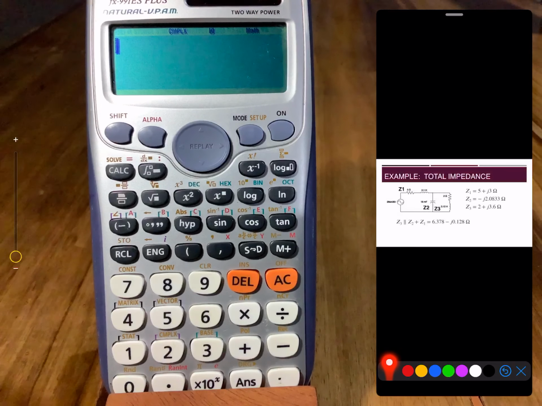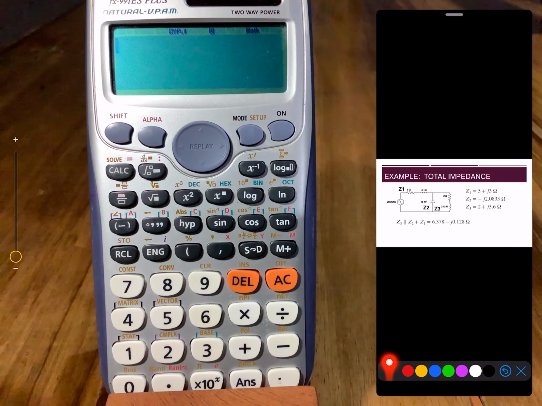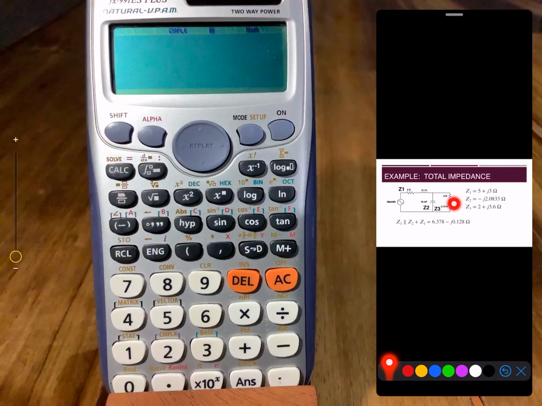We already solved the first impedance. The first impedance is 5 plus J3. For the capacitive impedance Z2, this is negative J2.0833 ohms. And for Z3, we have 2 plus J3.6 ohms. So again, if you wish to solve for the total impedance of the network, the total impedance is Z3 parallel connected with Z2, and this impedance is later on connected in series with Z1.